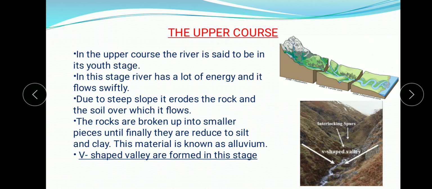The upper course. In the upper course, the river is said to be in its youth stage. In this stage, river has a lot of energy and it flows swiftly. Due to steep slope, it erodes the rock and the soil over which it flows. The rocks are broken up into smaller pieces until finally they are reduced to silt and clay. This material is known as alluvium. V shaped valleys are formed in this stage.